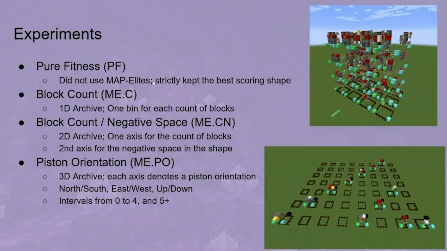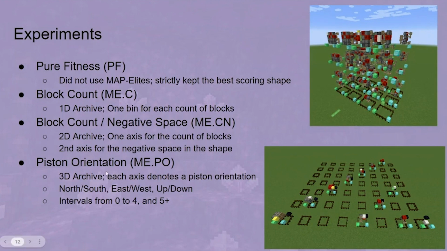And our pure fitness approach was compared to our three other behavior characterizations. So the first was a fairly simple one, which only considered the amount of blocks that made up our shape. And then to add variety, along with considering the amount of blocks that made up a shape, we also considered the negative space that was in the shape as well.